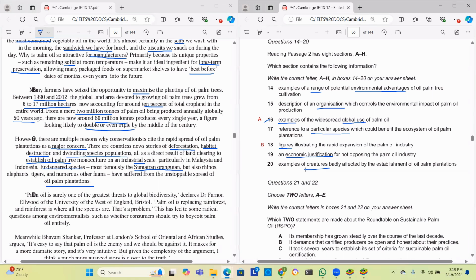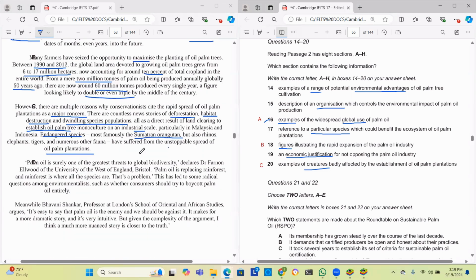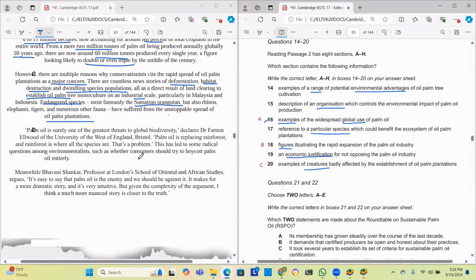So next one, examples of creatures badly affected by the establishment. I think yes. We have read some examples of creatures, right? What are they? This orangutan, rhinos, elephants, tigers, and other fauna have suffered from the unstoppable spread of oil plant plantations, right? Yes. So it's a direct answer, right? Again, 20th one, what is the answer? C. Yes, it's a direct one. So he gave examples of creatures. These are the creatures, rhinos, tigers, orangutan, these things. Okay. Right. So let's move to the next paragraph. That is D.